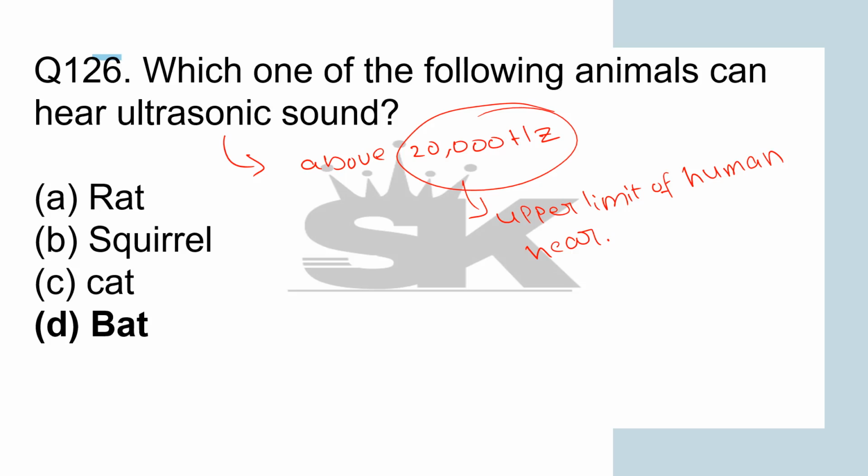However, animals such as dogs, bats, and dolphins can hear these very high-pitched sounds. Bats use ultrasound to see trees and insects at night. Okay. A few more examples: bats, dogs, dolphins. Okay.